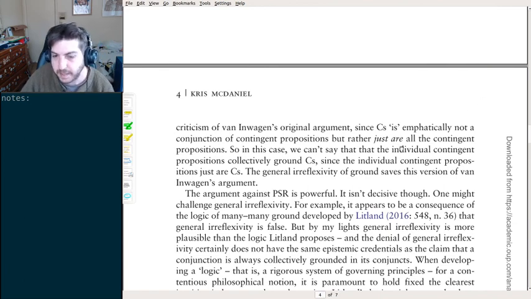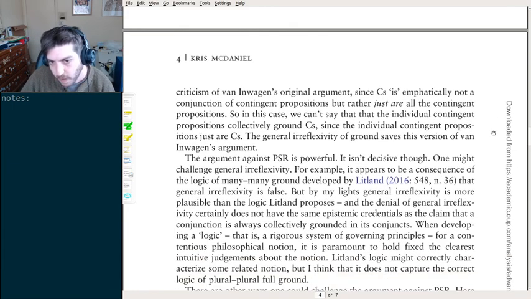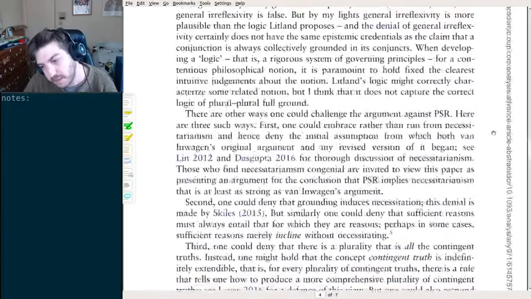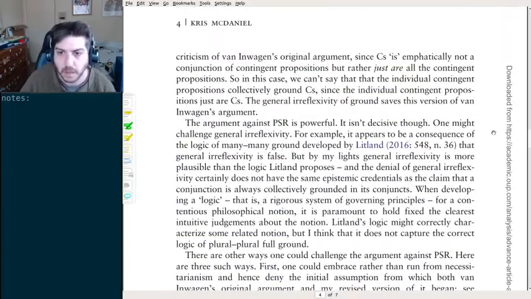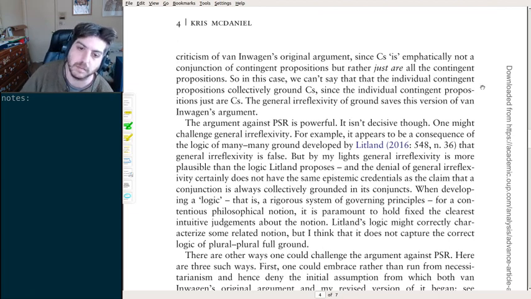We can't say that the individual contingent propositions collectively ground C's, since the individual contingent propositions are just C's. Yeah, because it wouldn't be irreflexive then. The general irreflexivity of ground saves this version of Van Inwagen's argument.